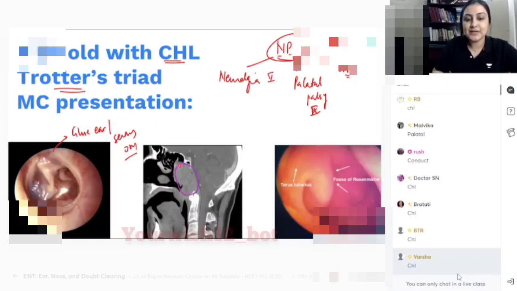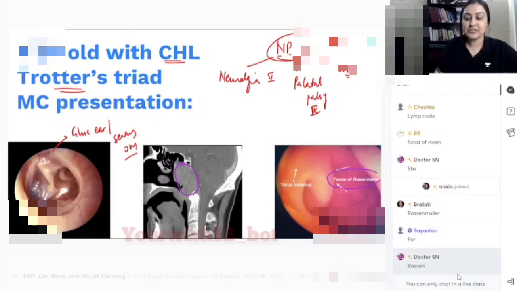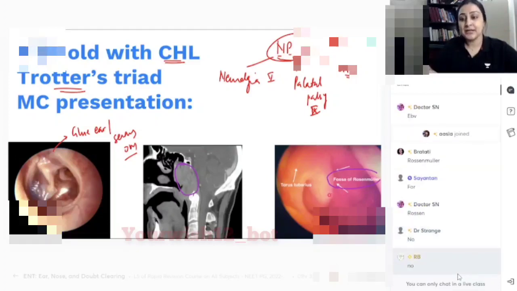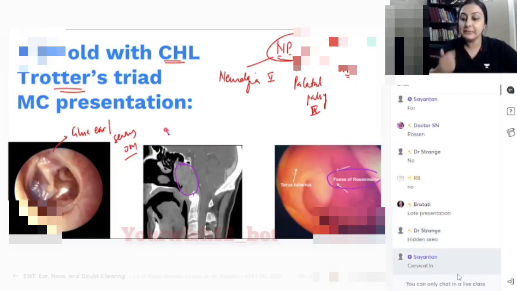This is the nasopharynx where it's growing. Can you see that? So it arises from where? It arises from the fossa of Rosenmuller. Have you ever seen someone's fossa of Rosenmuller? I haven't either. So obviously the patient will not tell you, "Doctor, I have a tumor in my fossa of Rosenmuller." The patient will come very late, when he has cervical metastasis.